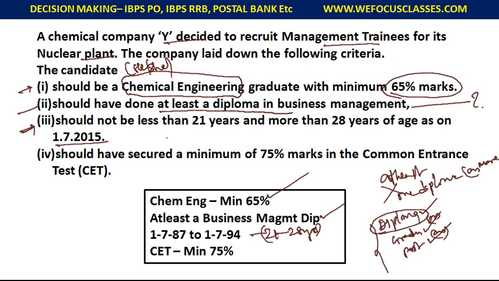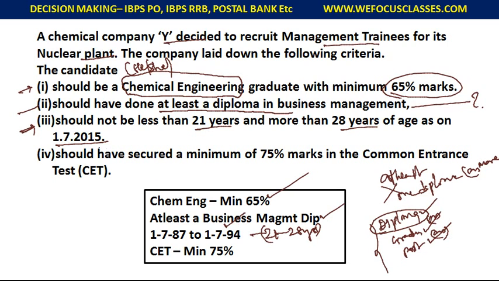He was born on 2nd September 1992. So the information can be given in years also. Whenever some information is given in terms of 21 years or 28 years of age, you convert that into dates. So 21 years as on 1/7/2015 means he has to be born on 1/7/1994.